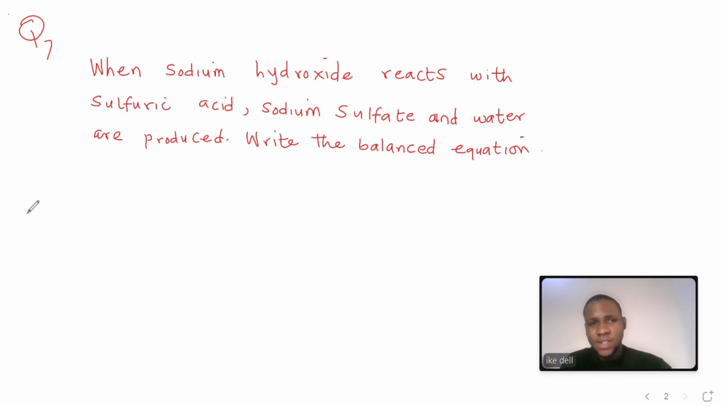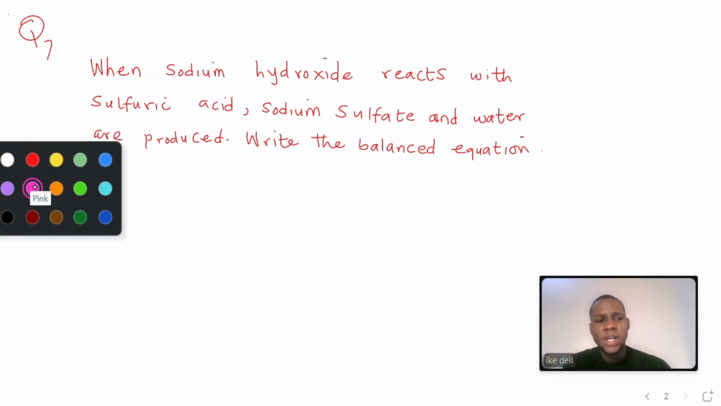This question is quite an interesting one, and it doesn't even take time to do. When sodium hydroxide reacts with sulfuric acid, sodium sulfate and water are produced. So we're supposed to just write the balanced equation. When sodium hydroxide reacts with sulfuric acid, first of all, what is sodium hydroxide?